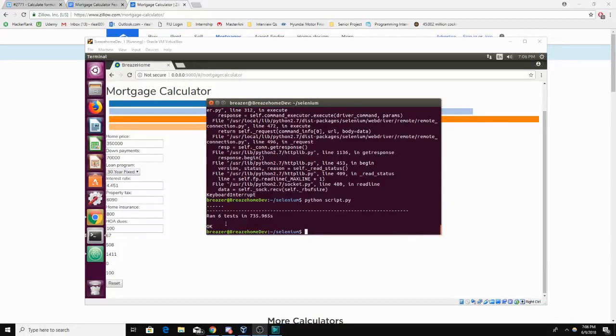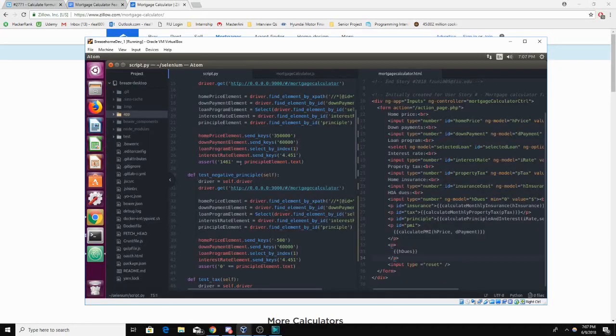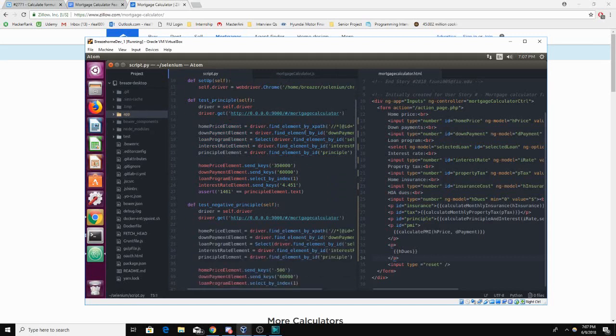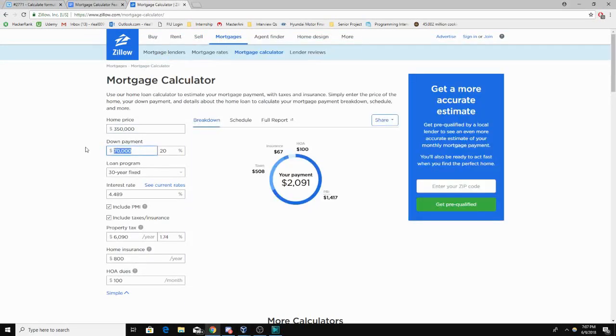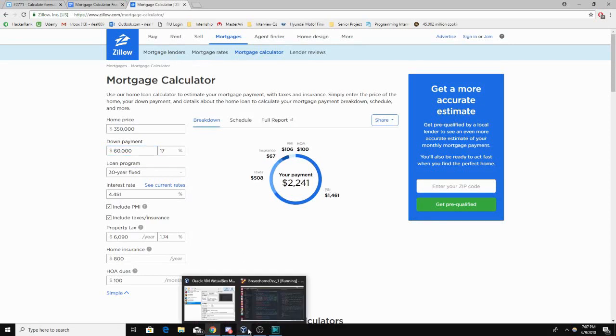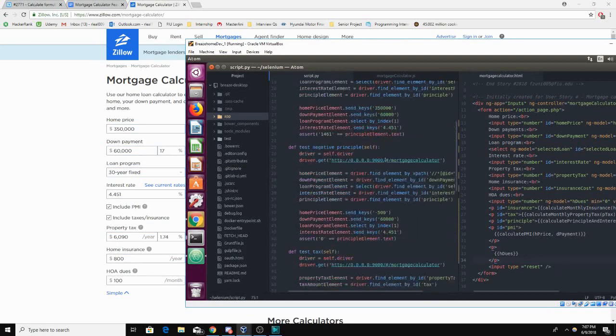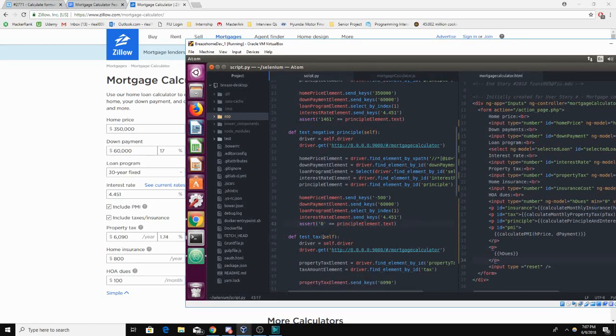So here we have the 6 tests that we ran, and they passed with OK. So I'm pull up the script. So in our test, we test the principal, which is we're just testing if the principal calculates correctly. I'm using the same information here, but with 60,000 instead. So it tests the principal with exactly what you see here, and then it tests with the principal if you put a negative number and it should equal 0, that passed.